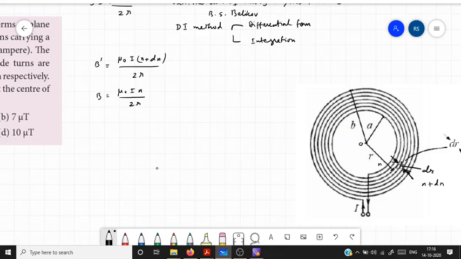Okay. Now subtracting these two, the incremental value, the very small change in the magnetic induction, will be dB, which is nothing but B dash minus B. If you subtract these two, you will find very easily that B dash minus B will yield mu naught I divided by 2r and then dn. So this will be the expression for dB. Okay. So this is the first step, in which we have written the differential form of the relation that we have to use here.